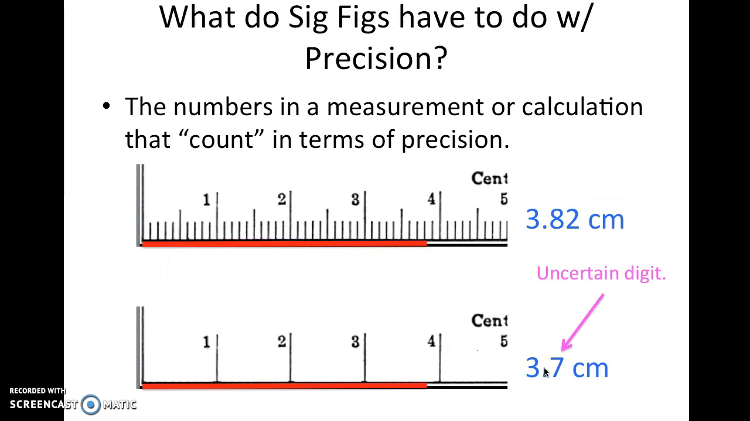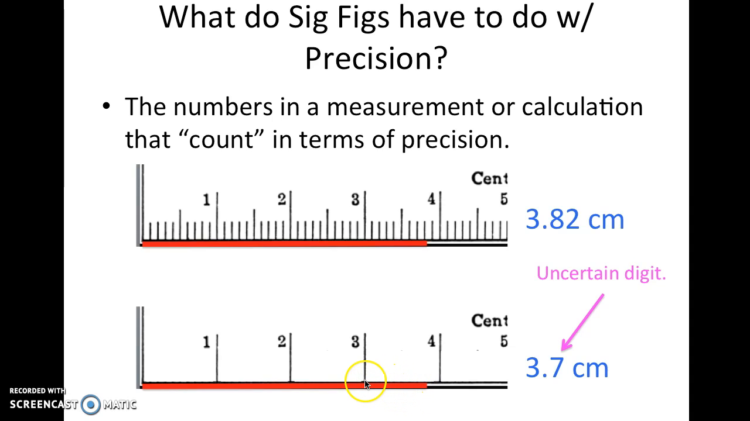Now, what does that have to do with precision? The numbers in a measurement or calculation that count in terms of precision is how we define significant figures, right? If we're measuring this same line, the first time I used this ruler with centimeter and millimeter markings. Let's say the second time I measure the same line, but this time I'm just using a ruler with centimeter markings. I'm still going to have to estimate where that line is, but in this case, it's a little bit harder to do because I don't have those millimeter markings.